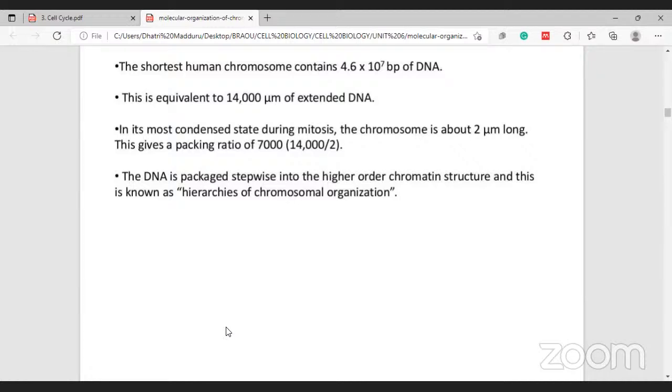But when it is condensed, the chromosome is about 2 micrometers. That means 14,000 micrometer length of DNA has to be packed into a 2 micrometer chromosome. Therefore, the packing should be around 7,000 times tighter. So this is how efficiently it packs. And it is packed not randomly but in a stepwise process. This is called the hierarchy of chromosomal organization.